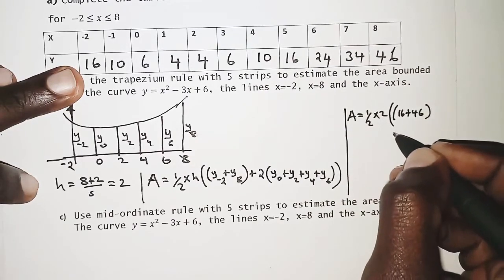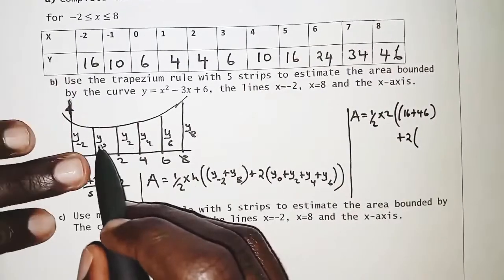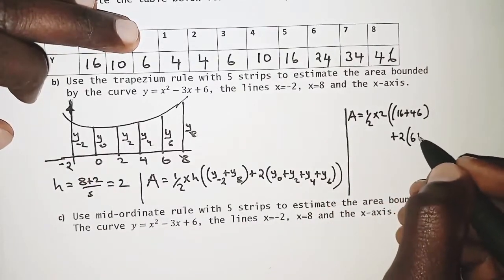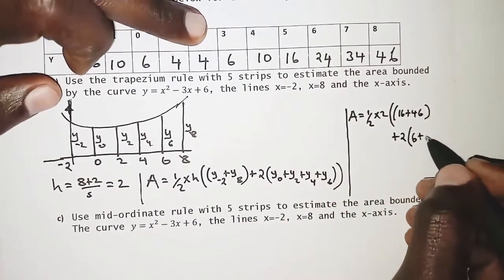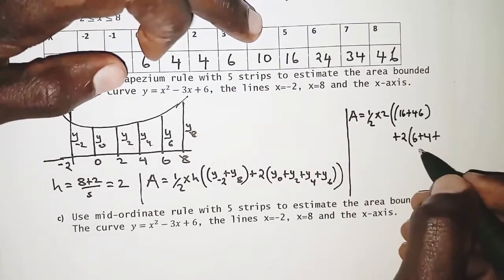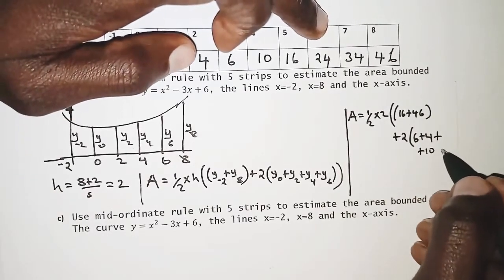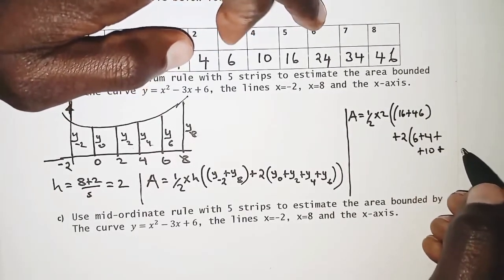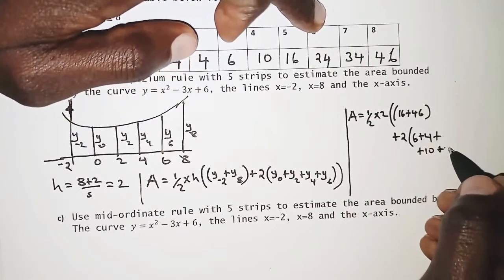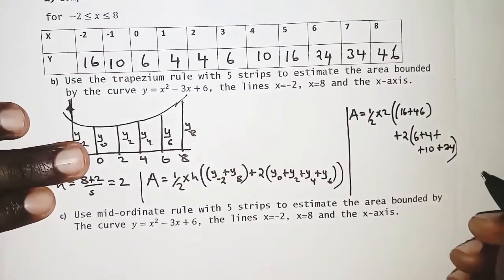Then we will have to add that to twice the middle one, y when x is 0, that is 6, plus y when x is 2, 4, plus y when x is 4, 10, plus y when x is 6, that is 24. That is it for that.